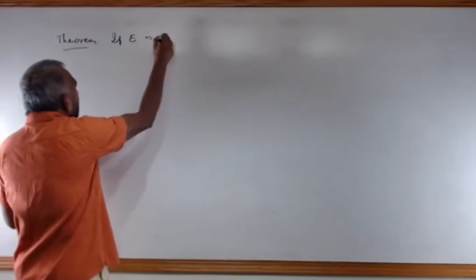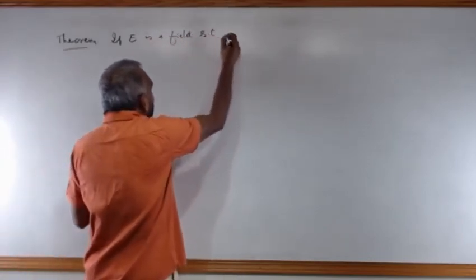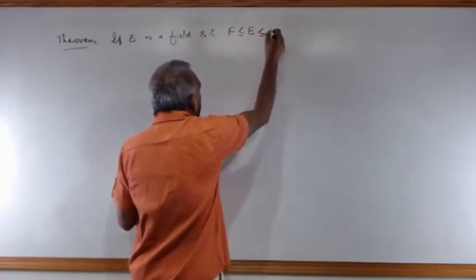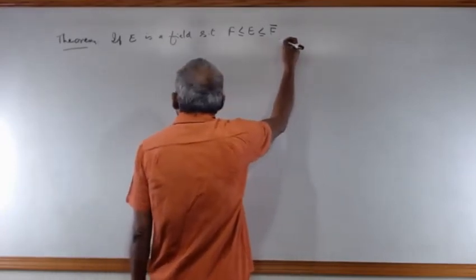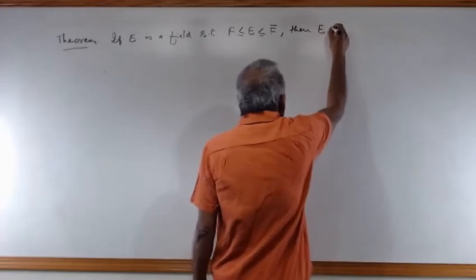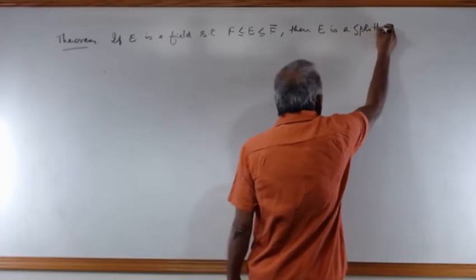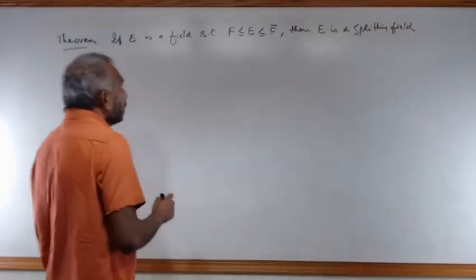If E is a field such that F is a subfield of E, which is a subfield of F closure, where F is another field, then E is a splitting field if and only if every automorphism on F closure induces an automorphism on E.